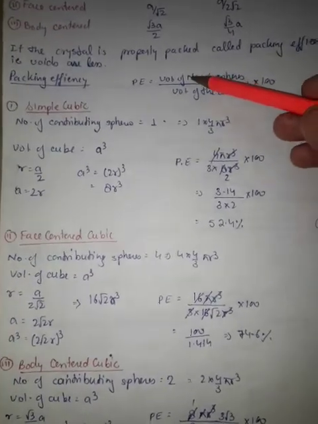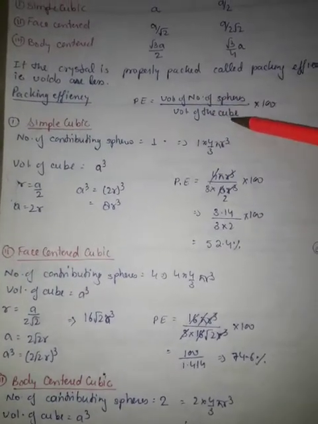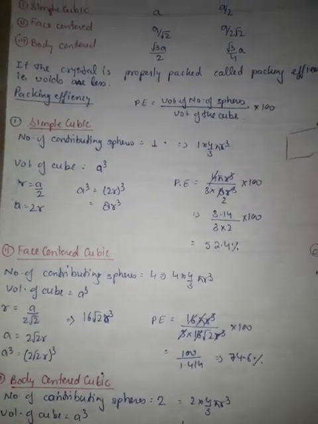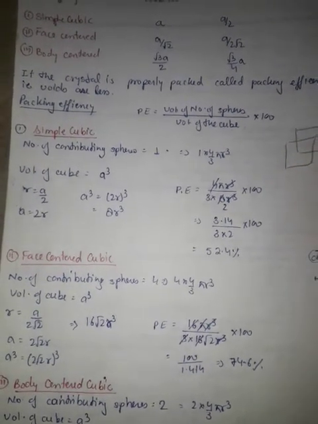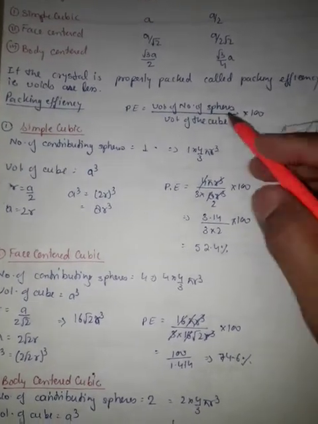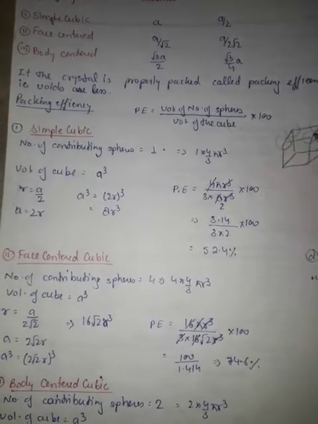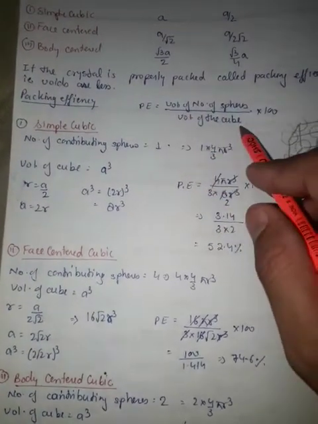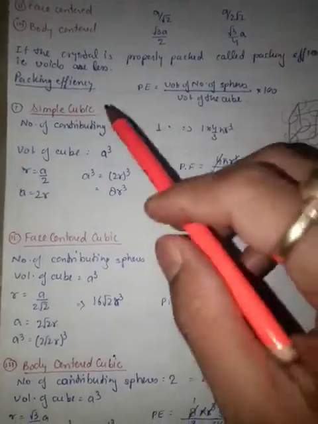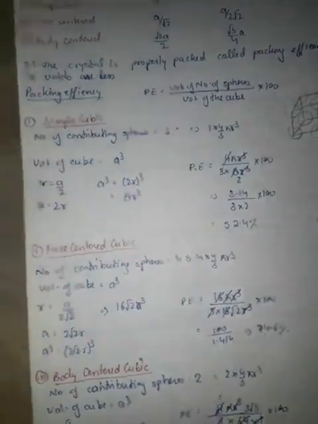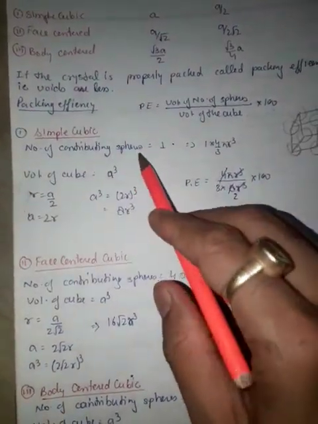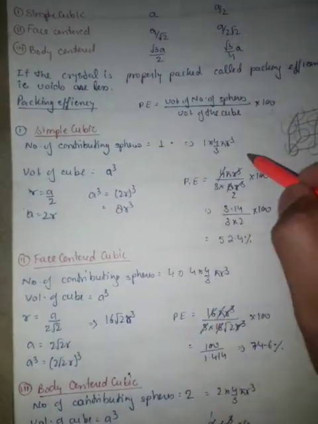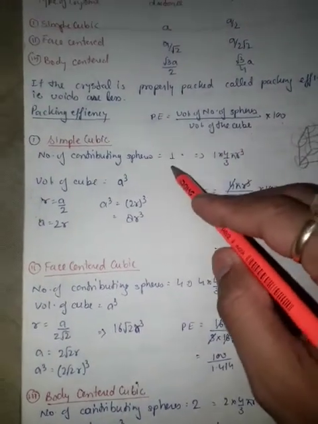The formula of packing efficiency is volume of the number of spheres upon volume of the cube, into 100. Since this is your cube in the form of a crystal, let's talk about simple cubic. As we have studied earlier, the number of contributing spheres in a simple cubic cube is 1, because 1 by 8 into 8, so we get 1 sphere.